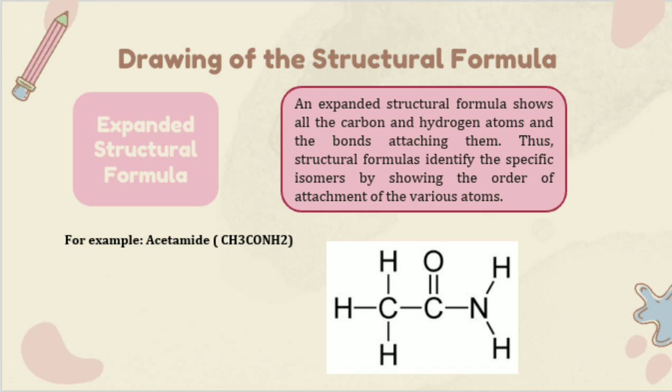So, for example, acetamide. Acetamide has a chemical formula CH3CONH2. As you can see in the picture, the structural formula, the atoms are distributed according to where they are bonded.